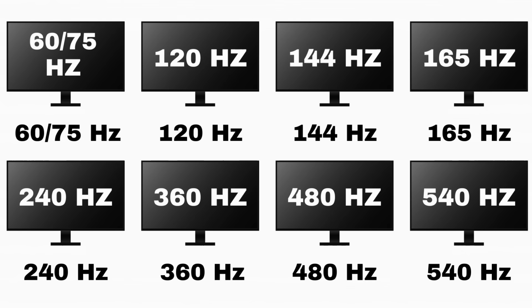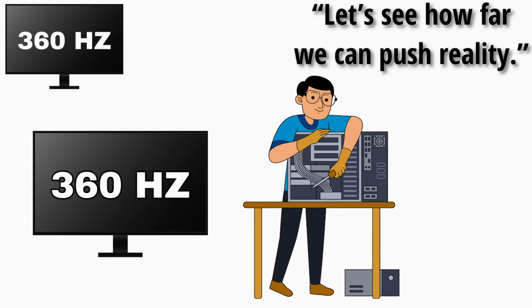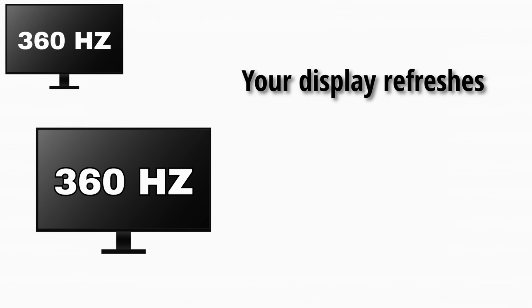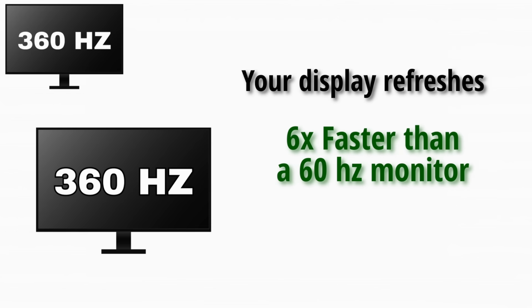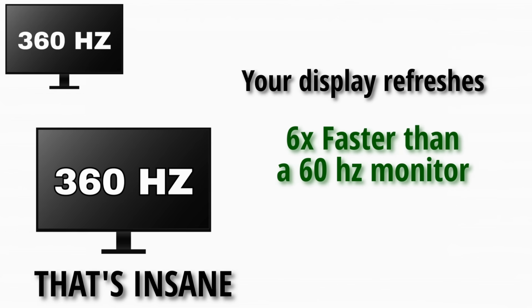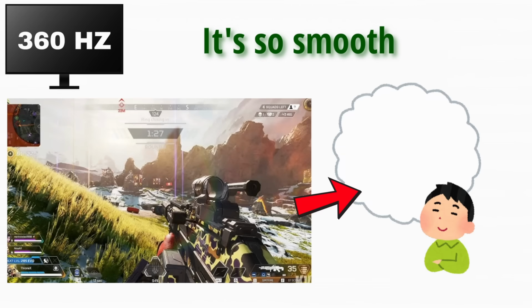All right, buckle up. This is where stuff gets too insane. 360 hertz. 360 hertz monitors are what happens when engineers say, let's see how far we can push reality. At 360 hertz, your display refreshes 6 times faster than a 60 hertz monitor. That's insane. It's so smooth, you'll feel like your game is happening inside your head.